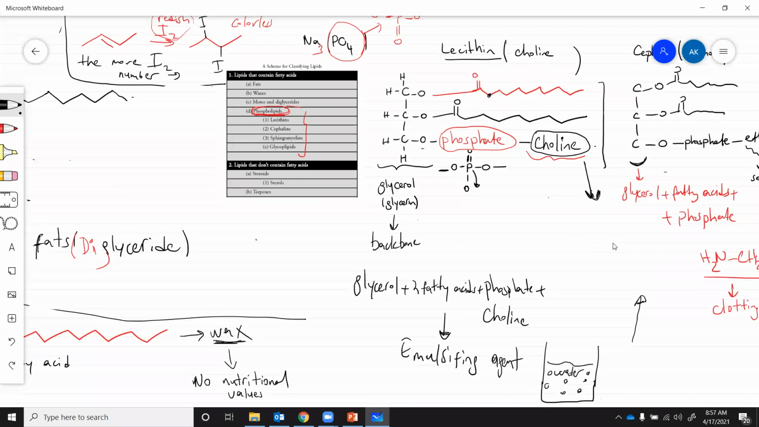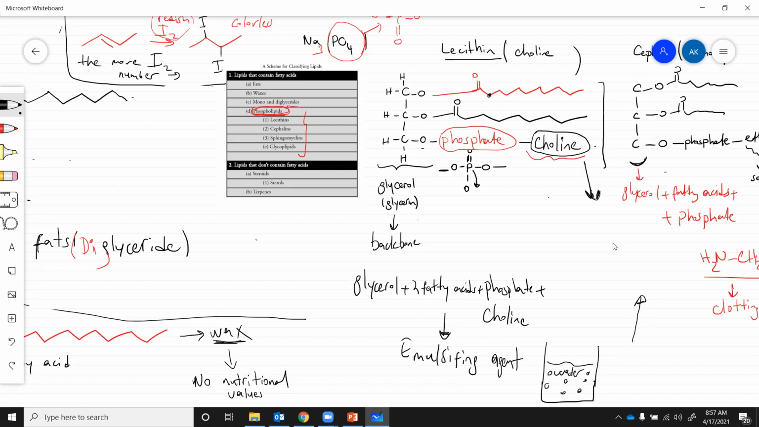In the PowerPoints, I believe I have the structure. I can show you there. So what are we going to call this? This is going to be called lecithin. If you have this whole structure, glycerol, 2 fatty acids, and then in the third position you don't have a fatty acid, but you have phosphate attached to a choline, then we are going to call you a lecithin.